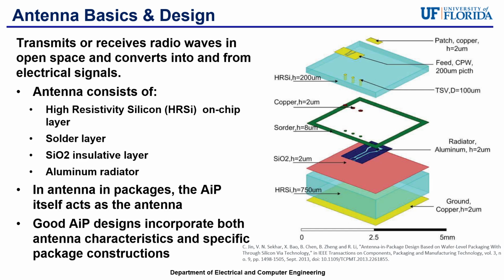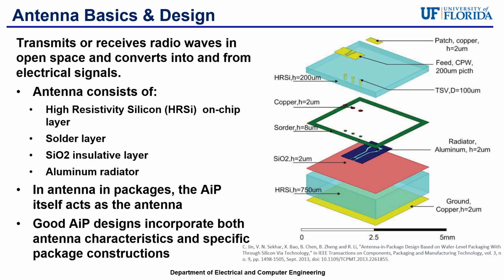Moving on to design and basics of antennas. Antennas themselves are fixtures that transmit or receive radio waves within an open space, and both convert the waves into electrical signals and signals back into waves. The main parts of the antenna are the patch and feed that are usually made up of conductive metals, copper as shown in the figure on the right, to transmit electrical signals, and it sits on a high resistivity silicon, also known as HRSI on-chip layer.